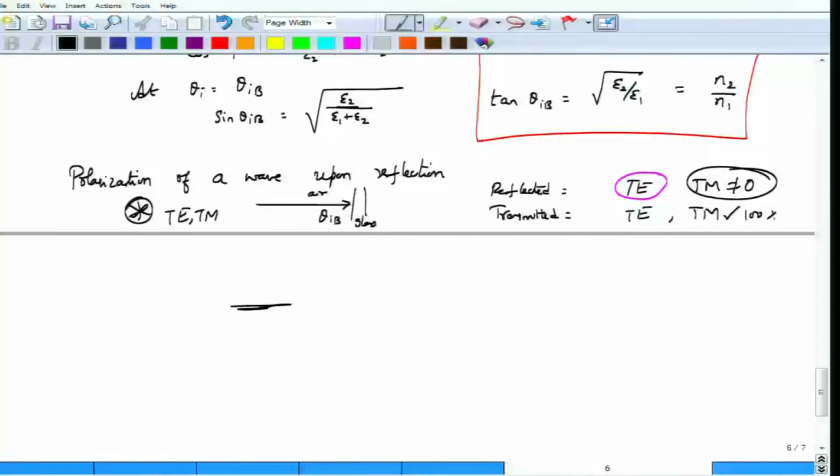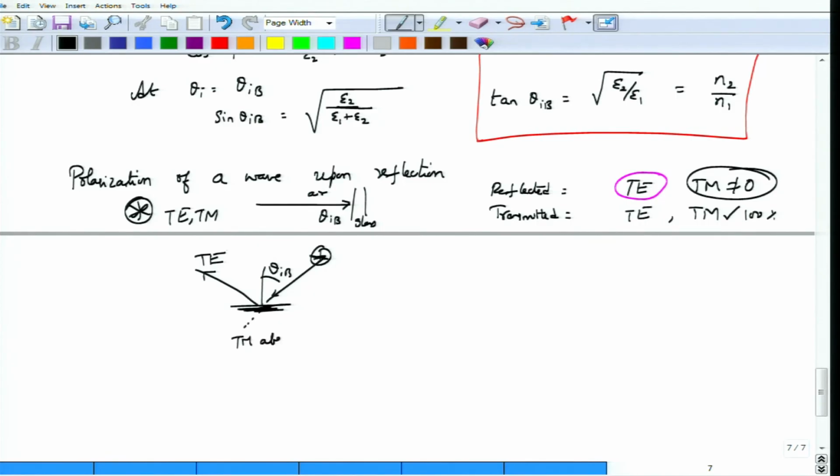So, you have a puddle or something, and then you have light from the sun which is falling. If this falls at an angle of theta IB or close to theta IB, the reflected light will be completely TE, because TM gets absorbed by this puddle. So, this is my sun, this is the puddle. In this puddle the TM wave is completely absorbed and nothing of that TM is actually reflected. So only the TE wave gets reflected. This is the idea behind Polaroid glasses.